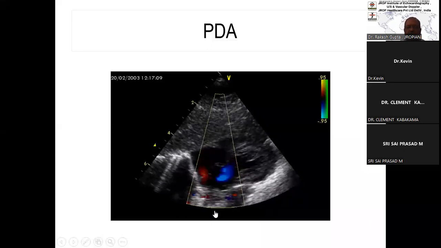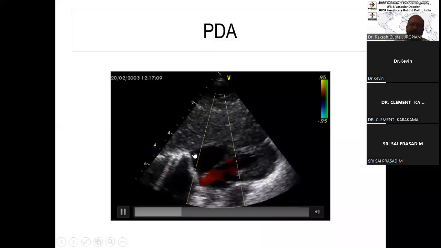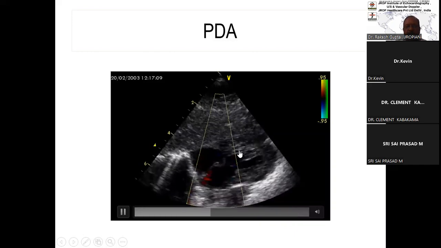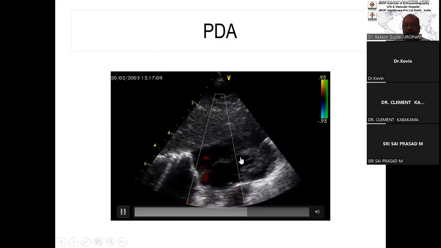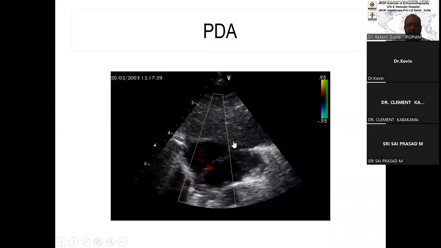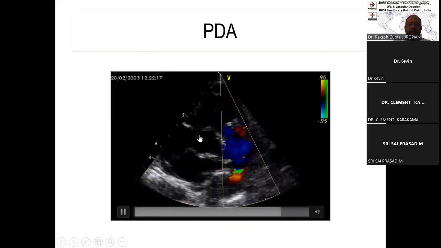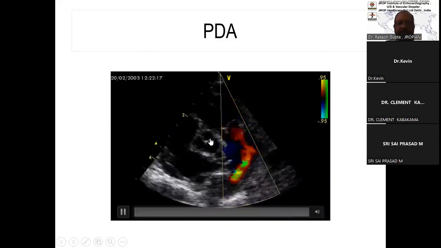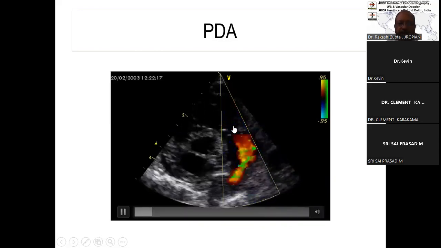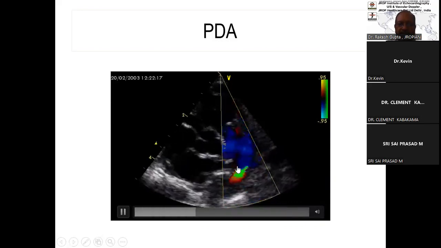Now look at this subcostal window. We don't find any shunt across it. On top of that, LV and LA look bigger as compared to RV and RA. No ASD. And now, as I said, the rounded structure is the aorta. The pulmonic artery, pulmonic valve, bifurcates to right as well as left.